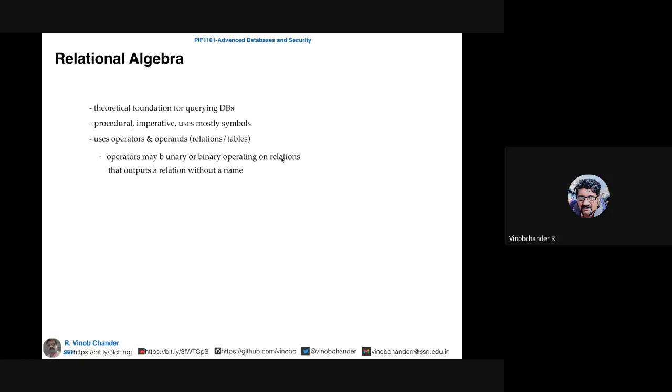Okay, and as I have already said, this is a very, very important point that you need to remember. The output that you get when you make use of the operator and work on the operands is a relation, or a table, without any name, right? So it doesn't have a name.